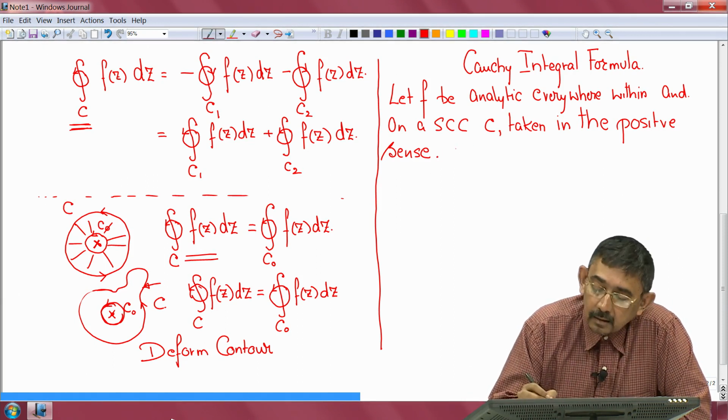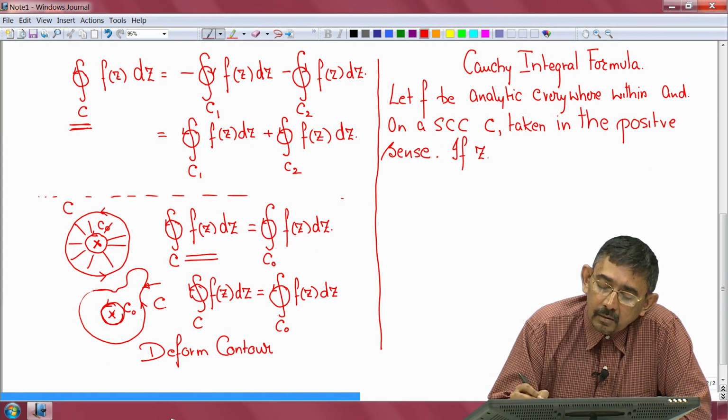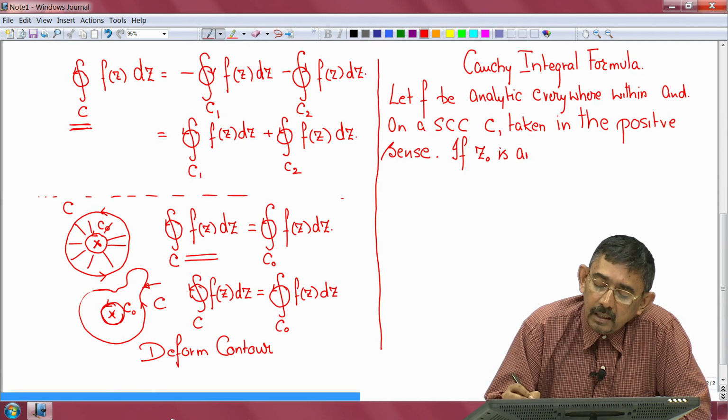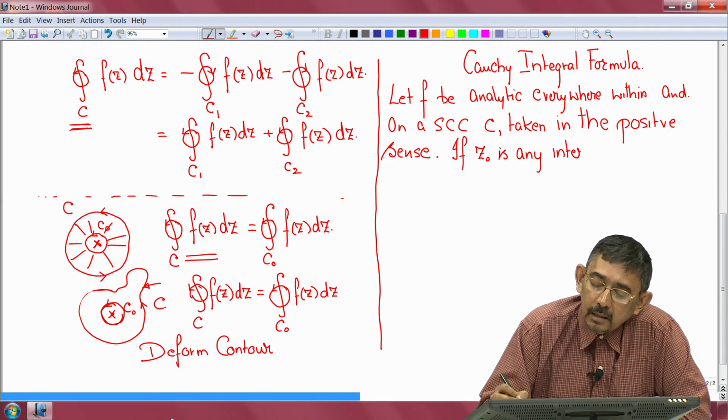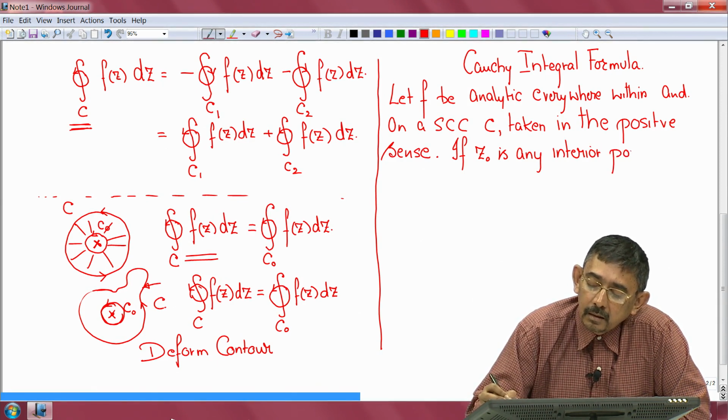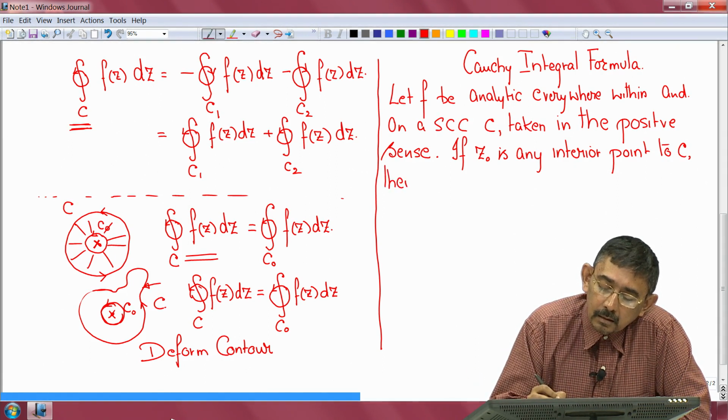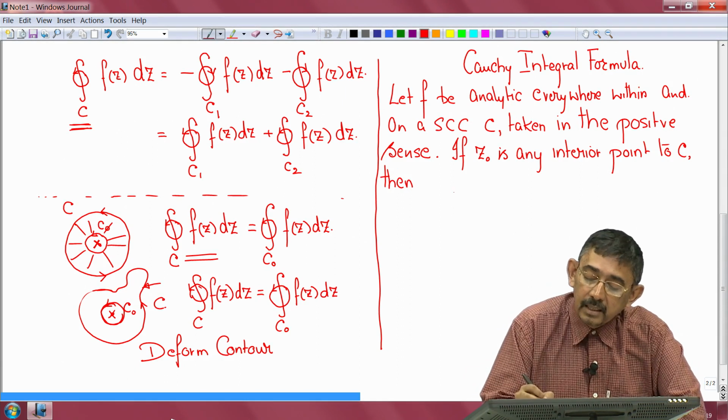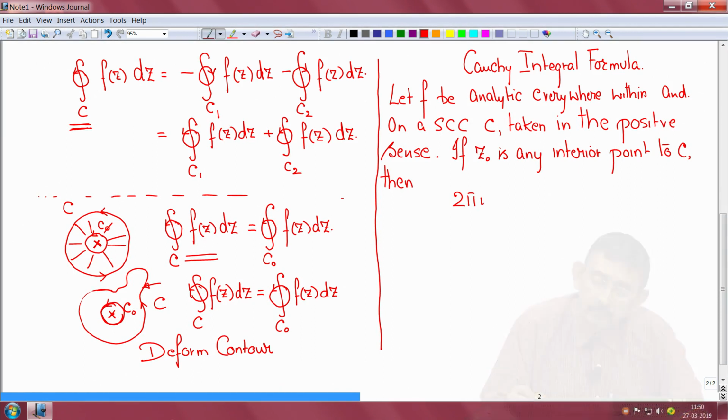If z0 is any interior point to C, then twice pi i f of z0 is equal to the integral over the closed contour taken in the positive sense of f of z by z minus z0 dz.